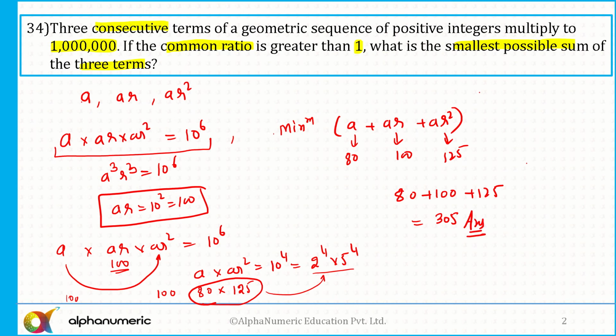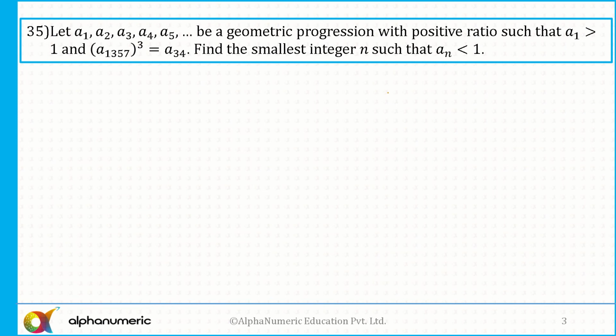Now let's move to the next question. A very interesting question here. It says that A1, A2, A3, A4, A5 is a series in GP with a positive ratio. So let's say the common ratio is R. This is positive, so I can say the common ratio is greater than 0. And the first term A1 is also greater than 1.